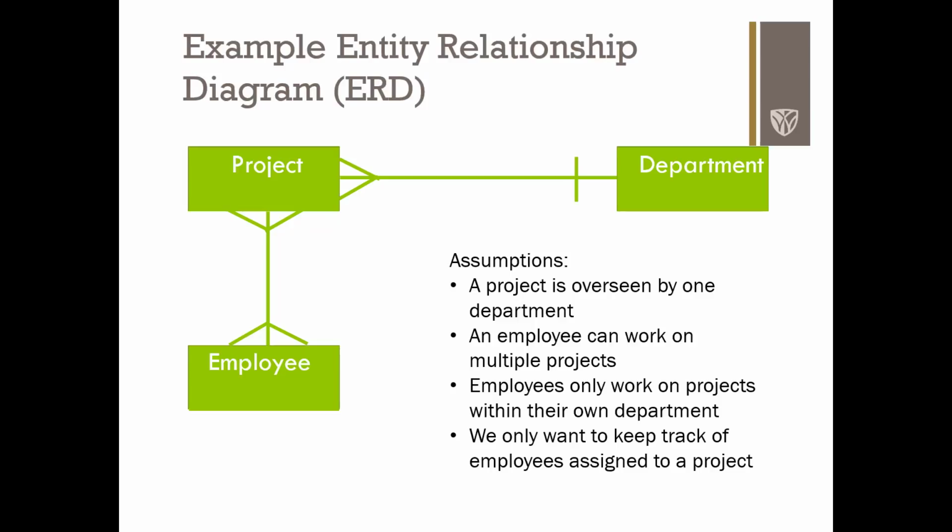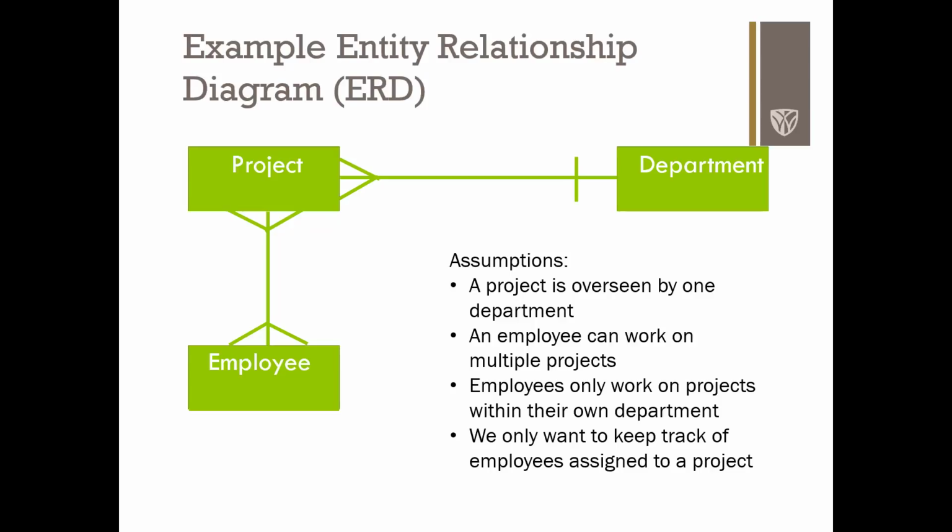So, if we were to go with the relationships we've got established here, it's showing that a project is associated with one department. A department might have many projects associated with it. A project can be associated with many employees, and an employee may be associated with many projects. The reason we don't have a relationship between employee and department is it isn't necessary.